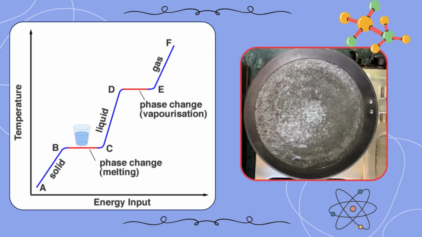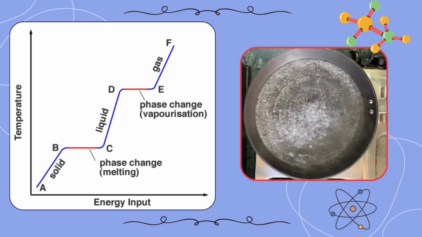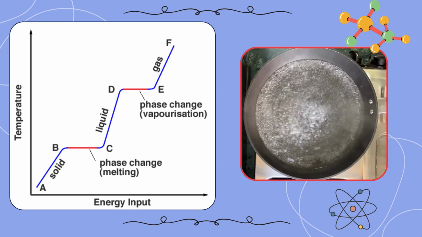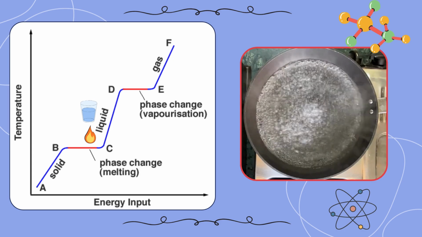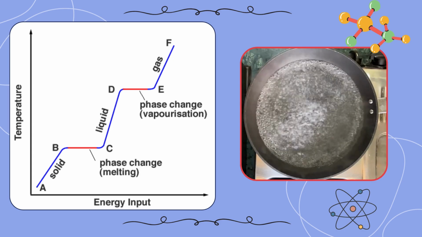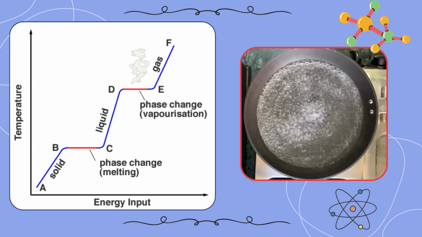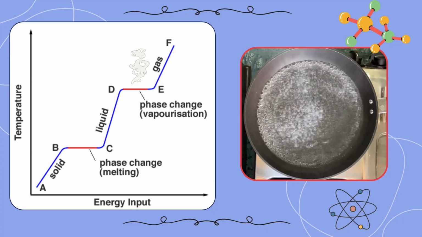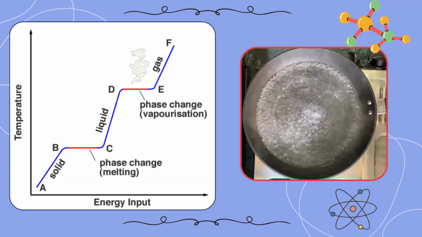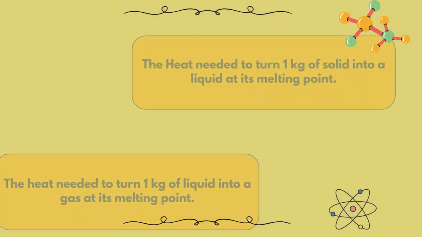Once all the ice has melted, the liquid water heats up and the temperature increases again, shown by the next rising line on the graph. As the water turns into a gas, the temperature stays constant once more. This flat section represents the specific latent heat of vaporization, where energy is used to separate the particles and change state from liquid to gas.